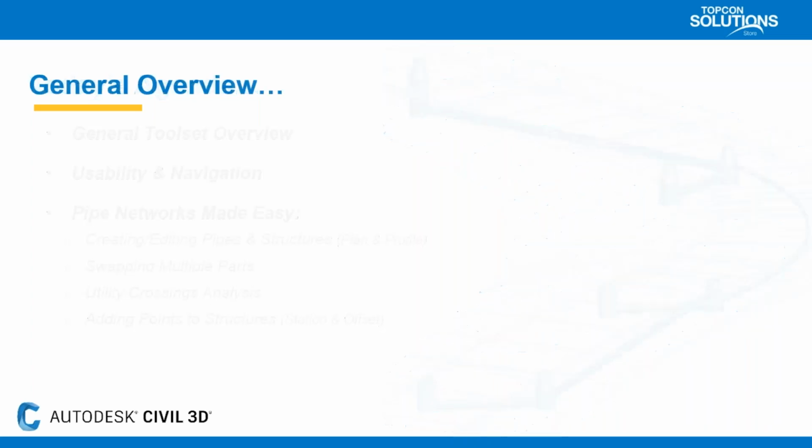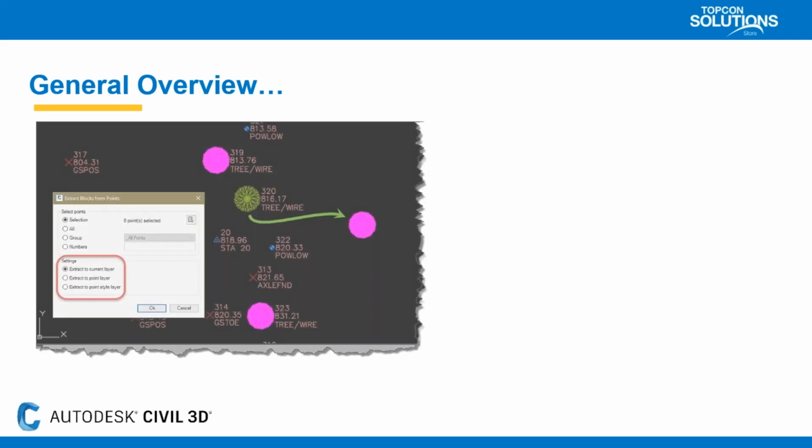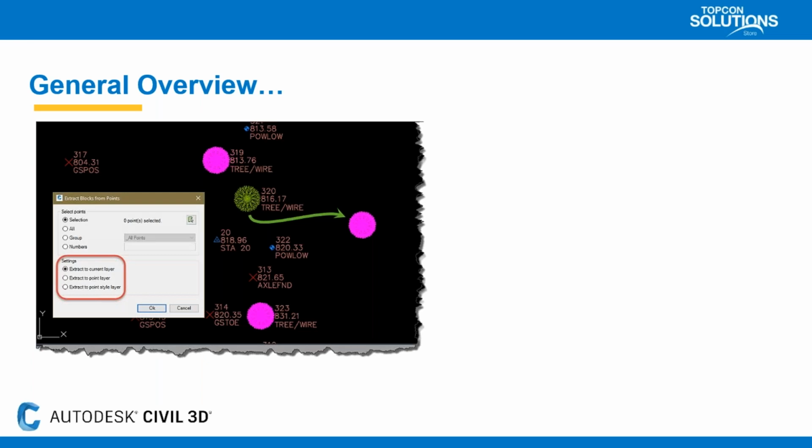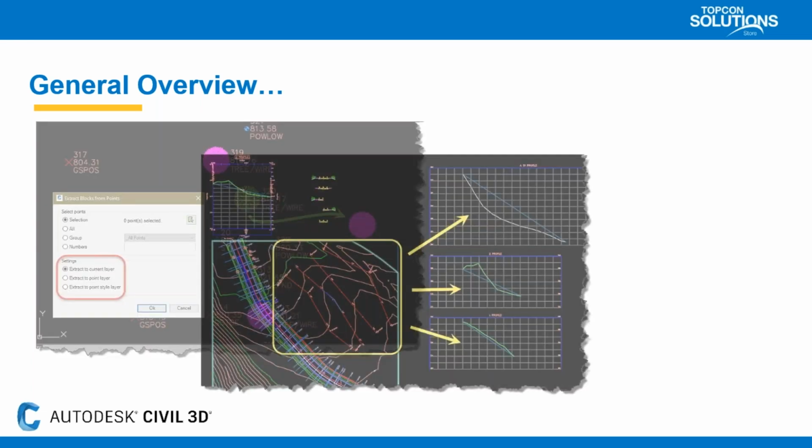So, a general overview of this ribbon and all the tools that we've got. We've got tools here to support the surveying industry, like extracting blocks from points. While this might seem like, okay, blocks from points, this could be a very useful tool if we're creating demo plans for trees that are going to be demolished. I can extract blocks directly onto the appropriate layers to convey that message of a demo plan.